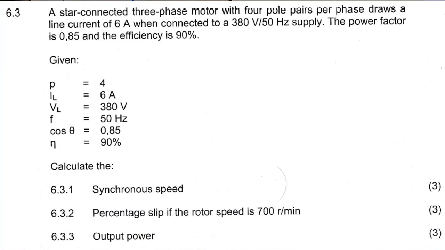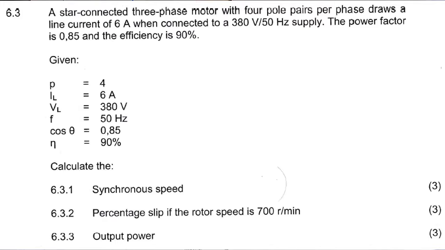And the next question says, a star-connected three-phase motor with 4 pole pairs per phase draws a line current of 6 amps when connected to a 380 volts 50 hertz supply. The power factor, that is cos theta, is equal to 0.85, and the efficiency is 90%. So pause the video and write down the question.